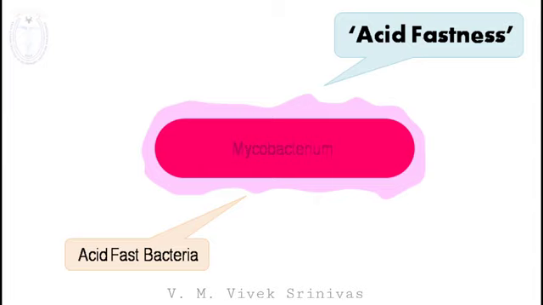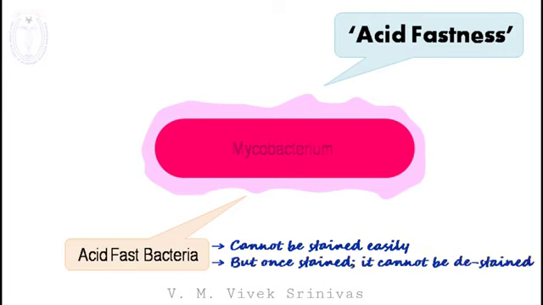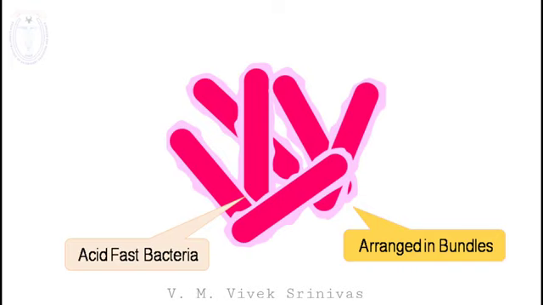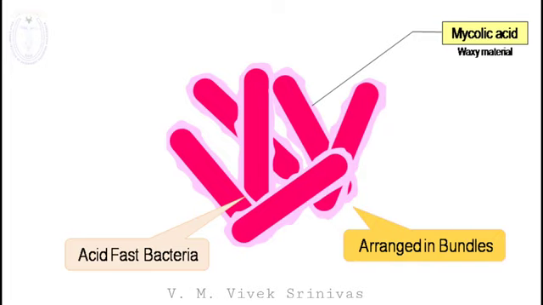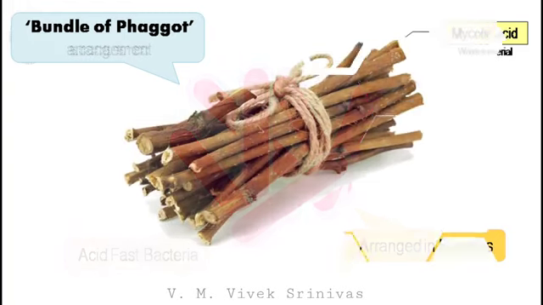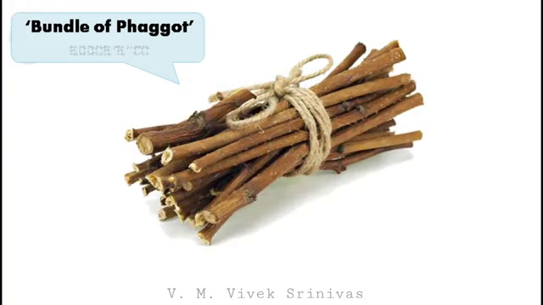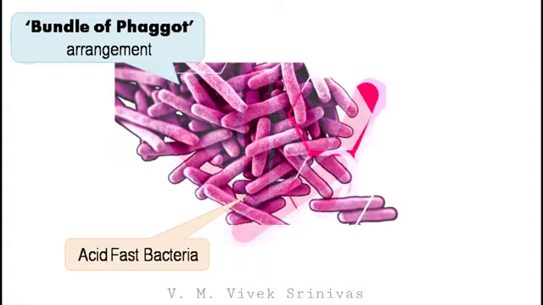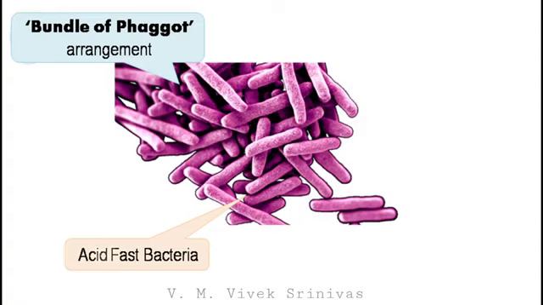In general, acid-fast bacteria cannot be stained easily. However, once stained, they cannot be de-stained. Acid-fast bacteria are generally arranged in bundles. This is due to the presence of the waxy material, the mycolic acid, over the mycobacterial surface. Ultimately, this gives a bundle of faggot arrangement. This is the bundle of faggot. The Mycobacterium will have this type of arrangement. So, the arrangement of the acid-fast bacteria is called bundle of faggot arrangement.